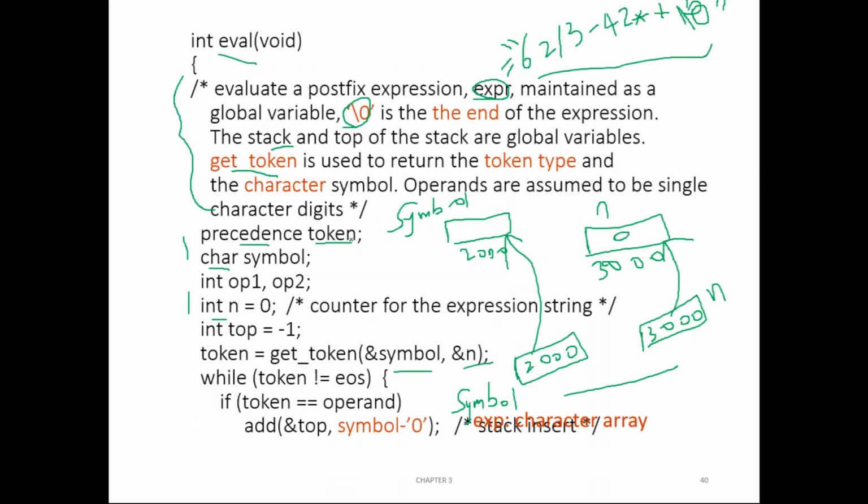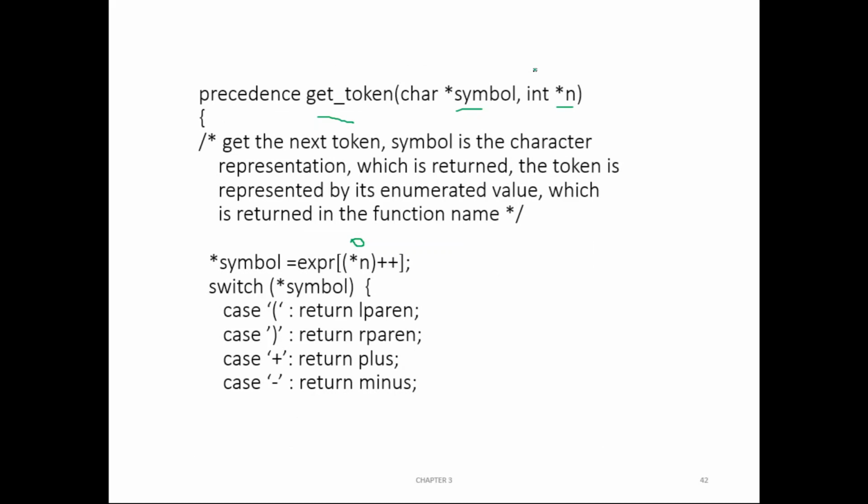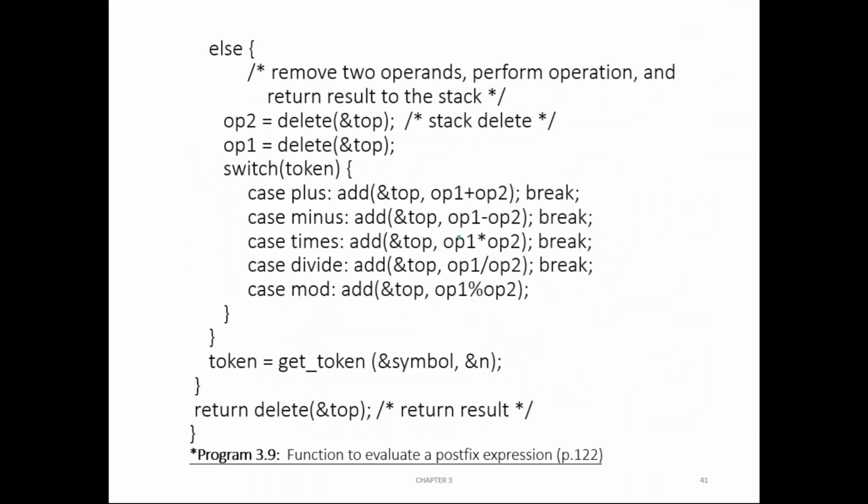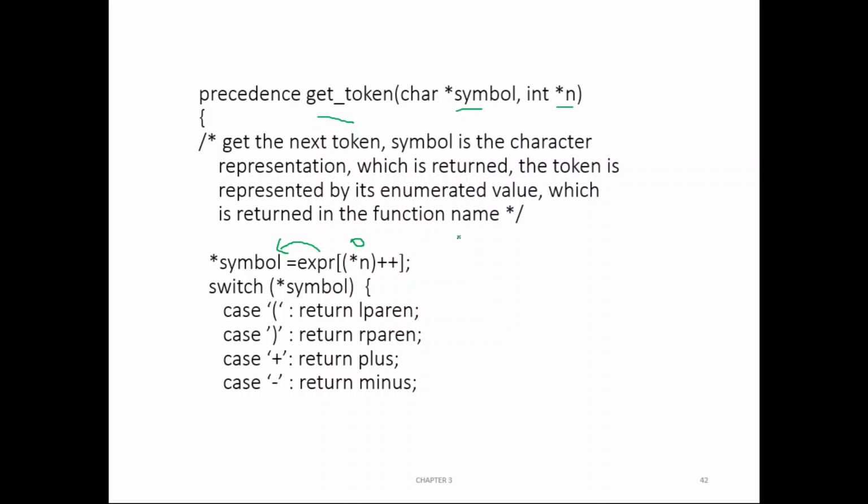What is expression? Already I said expression contains this. Expression of 0 is what? 6. So it means you are reading 6, the character 6, and that will now be stored in *symbol. What is *symbol? Value at symbol. What is symbol? Symbol is 2000. *symbol is here, so here you are going to store 6. So now symbol contains 6. That is what it is doing first.